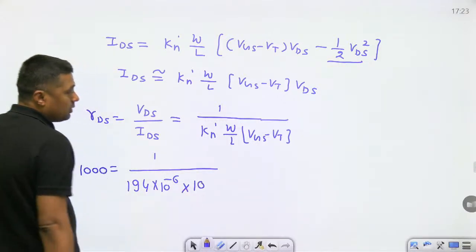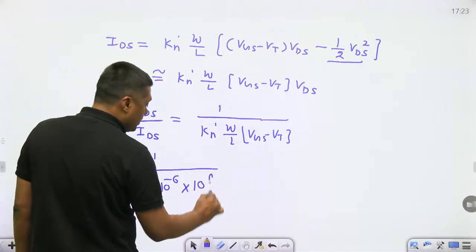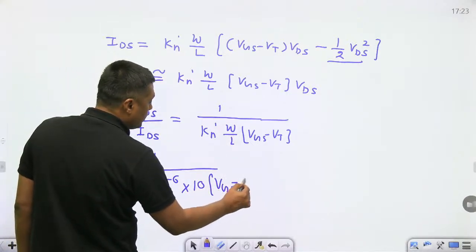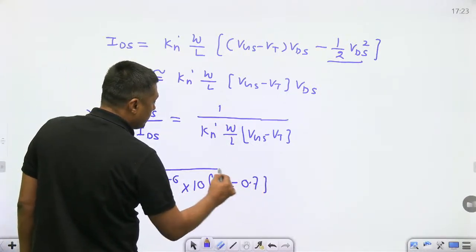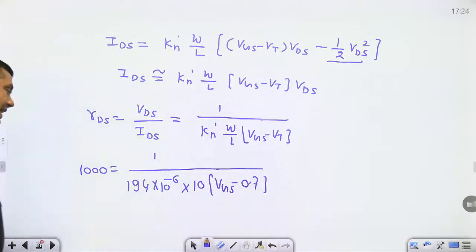What is the W by L ratio? 10. And then you have to find VGS. VT is what? 0.7. So put the values here and then you can find the value of VGS. VGS you can find, guys.